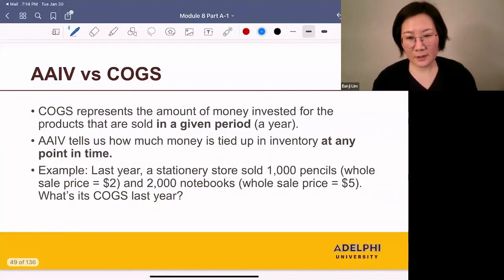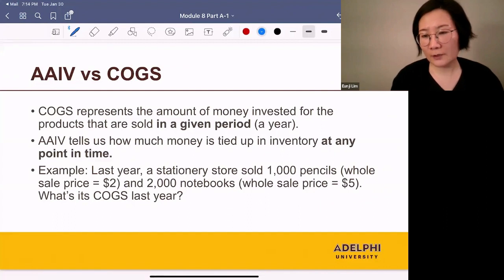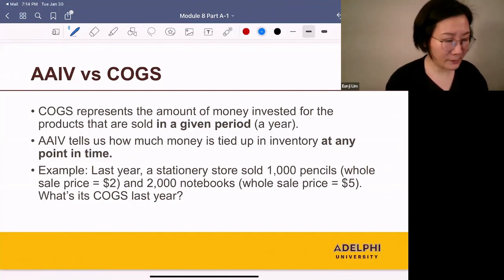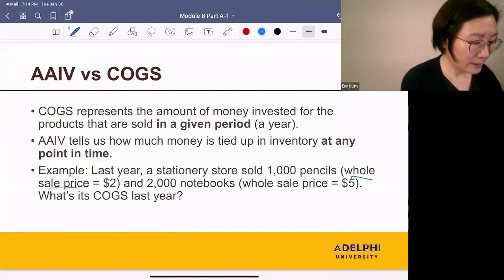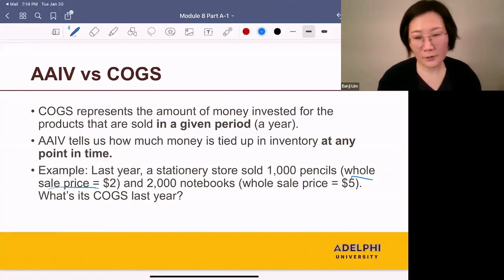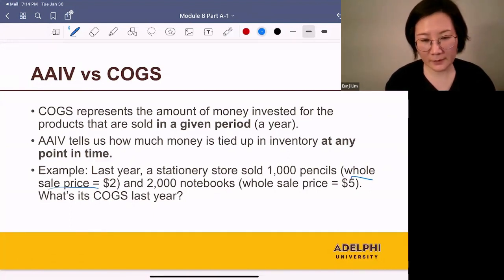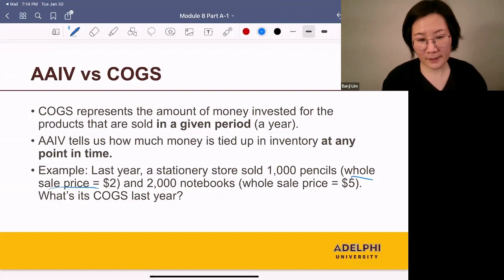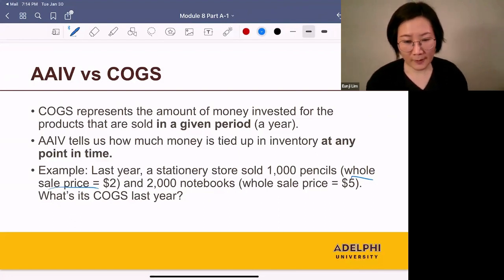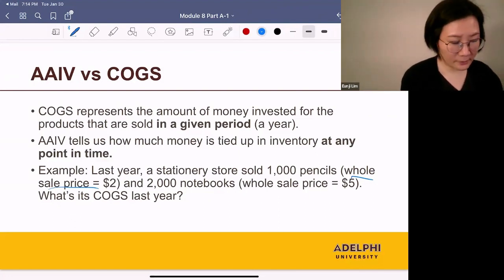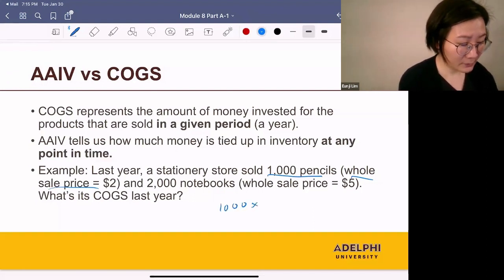Last year, a stationery store sold 1,000 pencils. Wholesale price was $2, and 2,000 notebooks, the wholesale price was $5. What's the COGS last year? So how much money did you spend to purchase 1,000 pencils from your supplier? 1,000 and $2 each, so that's $2,000.